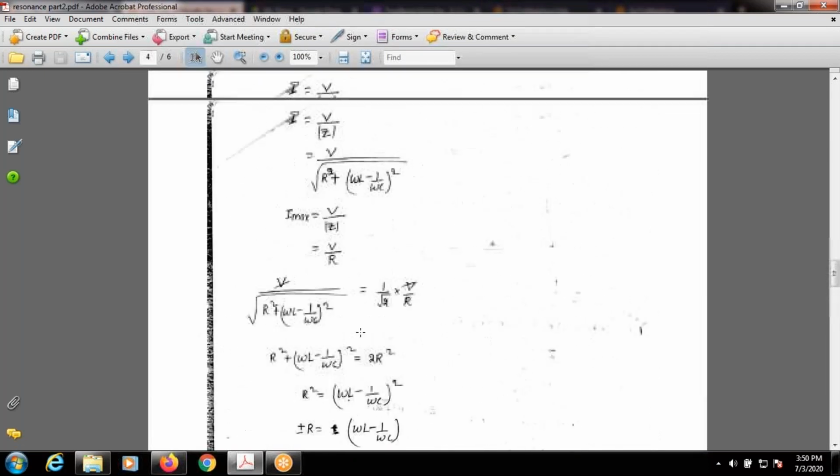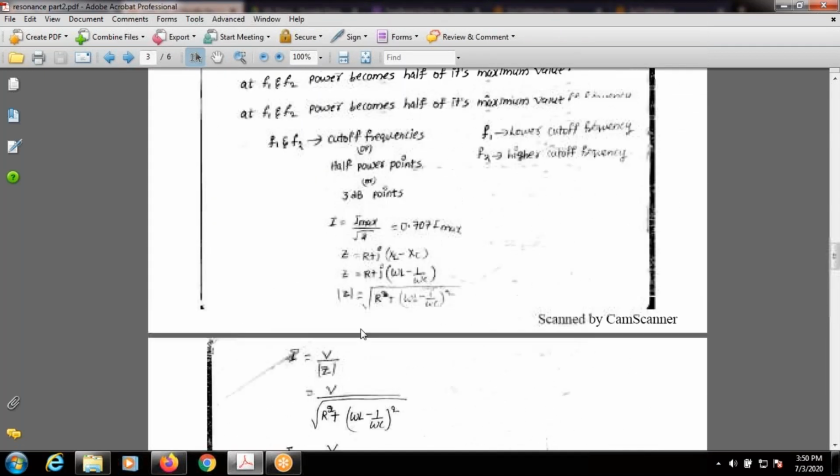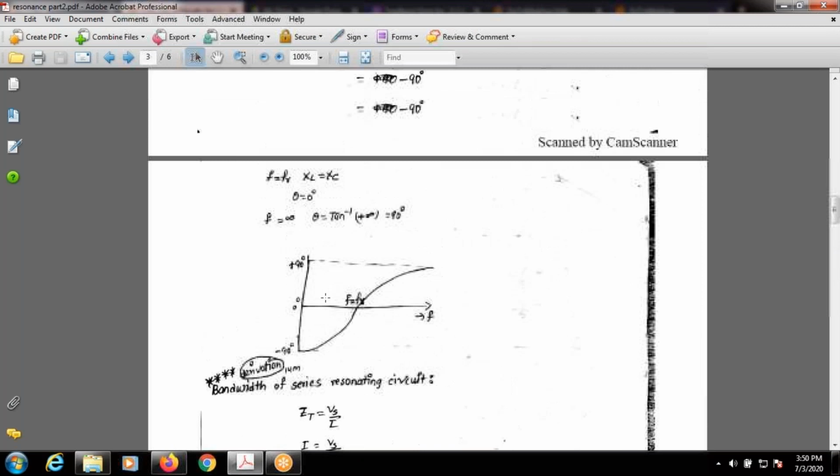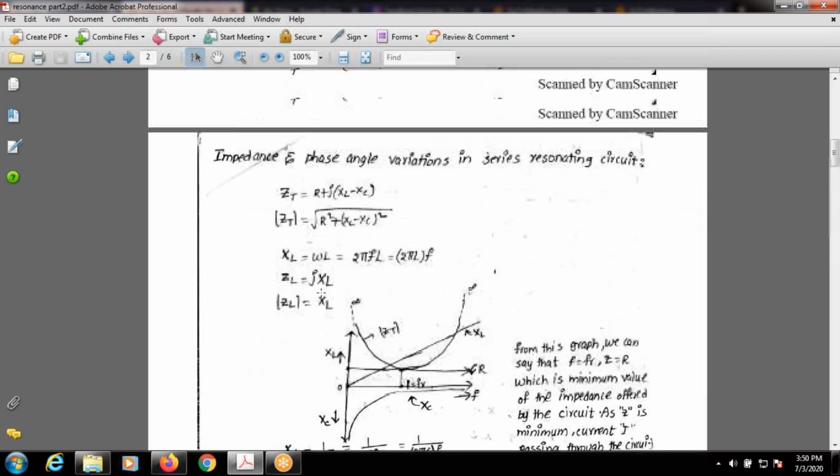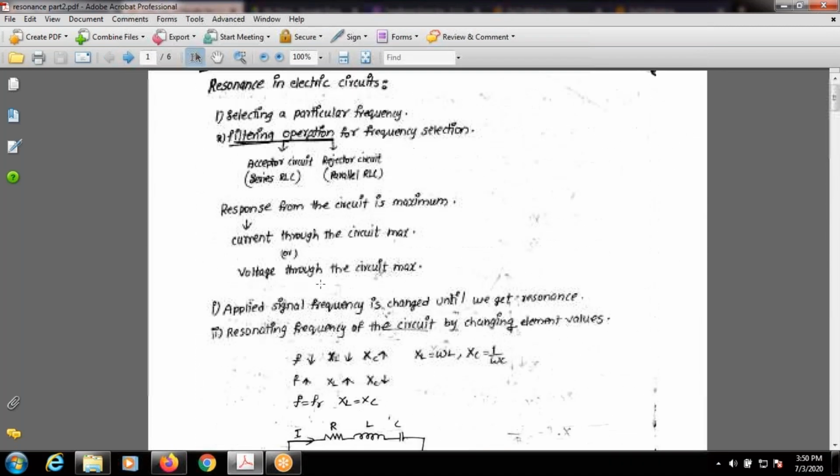In the next class we will discuss parallel resonance. This is up to the series resonant circuit. In the next class we will discuss the parallel resonance circuit. Okay, thank you.